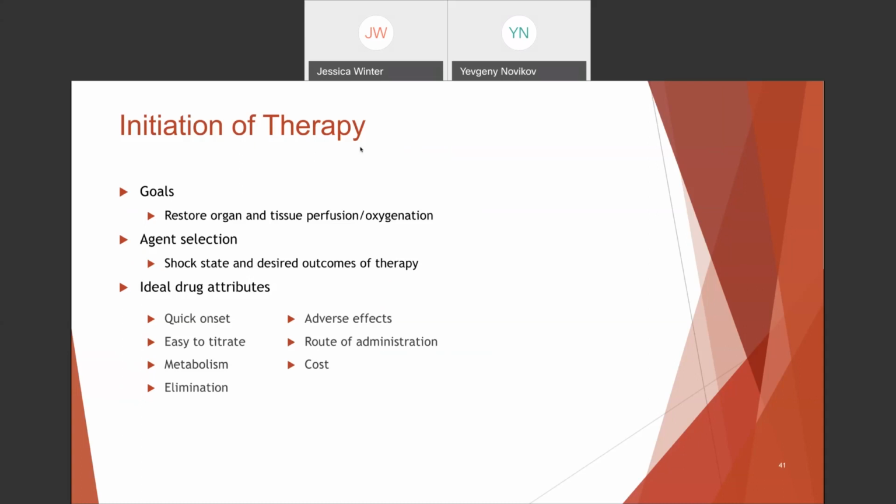And then when you're thinking about which one to choose, ideal drug qualities would be quick onset, quick offset, easy to titrate, how it's metabolized in your patient, and then adverse reaction profiles, to pick a drug that seems to be more safe in your patient population.